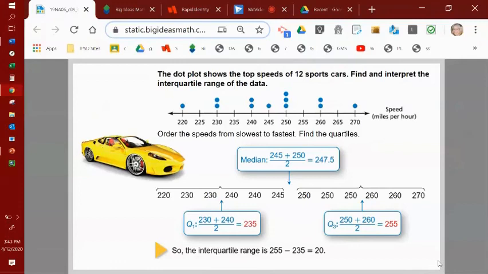This represents the fact that 50% of the cars, the inner part of the data, ranges only 20 miles per hour of speed differential. So 50% of the cars only range in speed difference of 20 miles per hour.